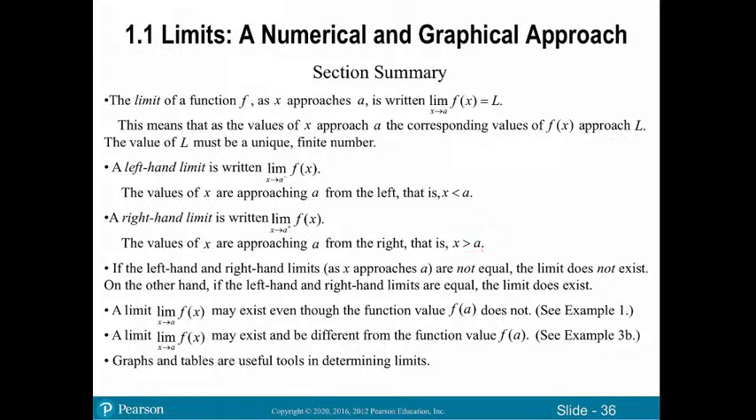If the left-hand and right-hand limits as x approaches a are not equal, then the limit does not exist. On the other hand, if the left-hand and right-hand limits are equal, then the limit does exist. A limit as x approaches a of f of x may exist even though the function value f of a does not exist. So we saw an example where it was not defined at that point, but the limit did exist. The limit as x approaches a of a function may exist and be different from the function value f of a. And then graphs and tables are useful tools for determining limits.